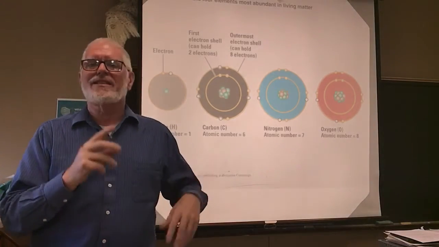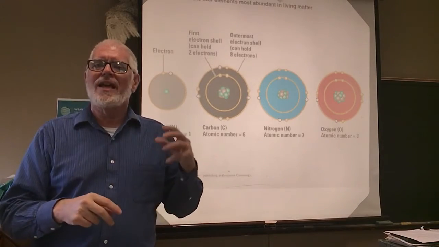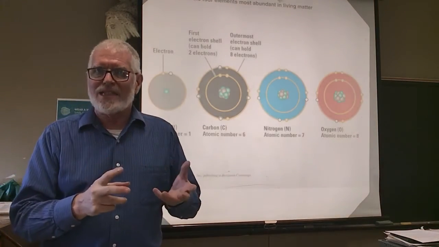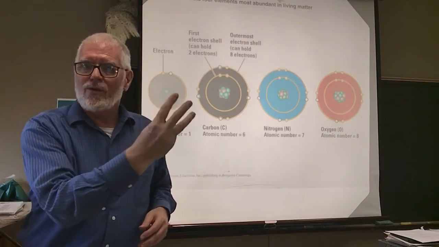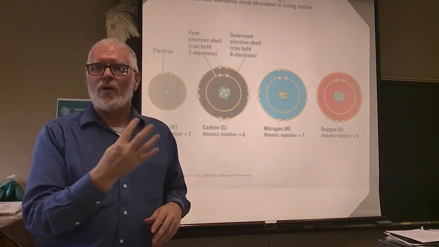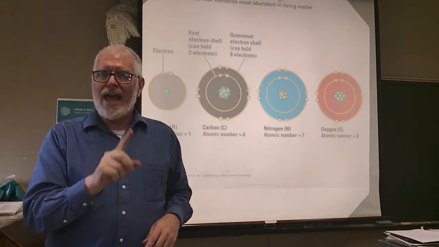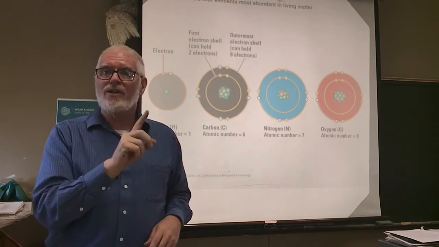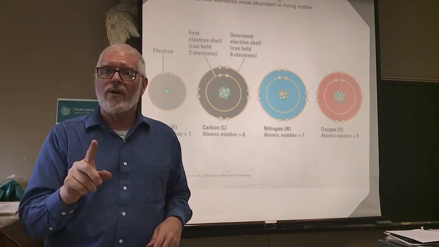Oxygen has 6, needs 2, forms 2 bonds. Nitrogen has 5, needs 3 bonds. Carbon has 4, needs 4. So H-O-N-C, 1 available bond, 2, 3, 4.